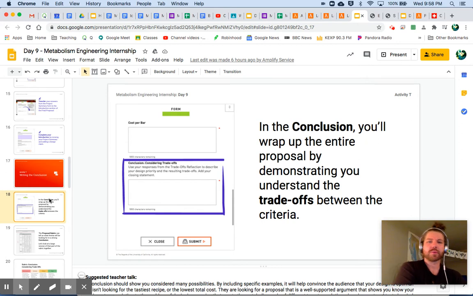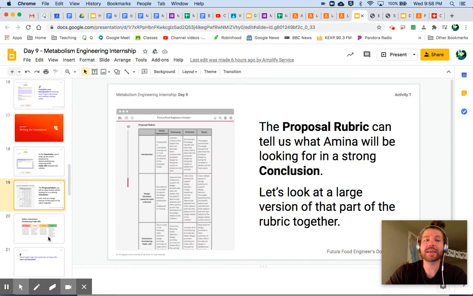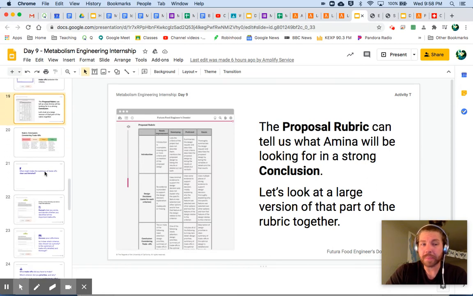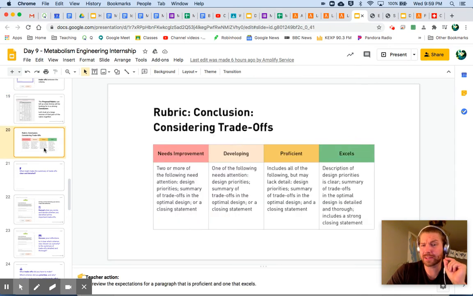In the conclusion, you'll wrap up the entire proposal by demonstrating that you understand trade-offs between the criteria. Oh yeah, trade-offs. Hey, didn't we write something about trade-offs? Yes, we did. And you are going to revisit that in your conclusion. Let's take a look at this rubric again, and let's make sure we understand what to include in a solid conclusion.